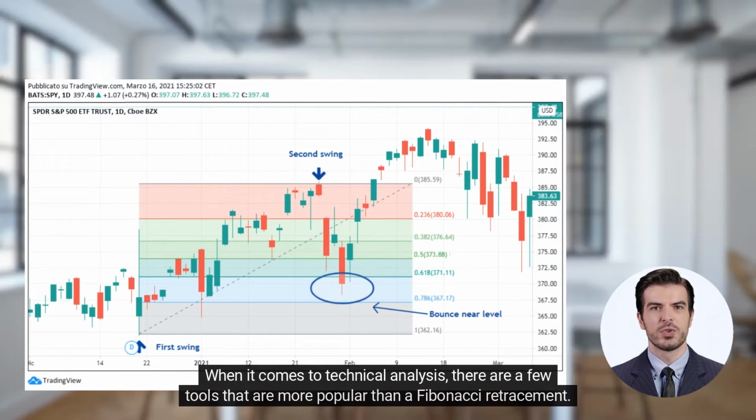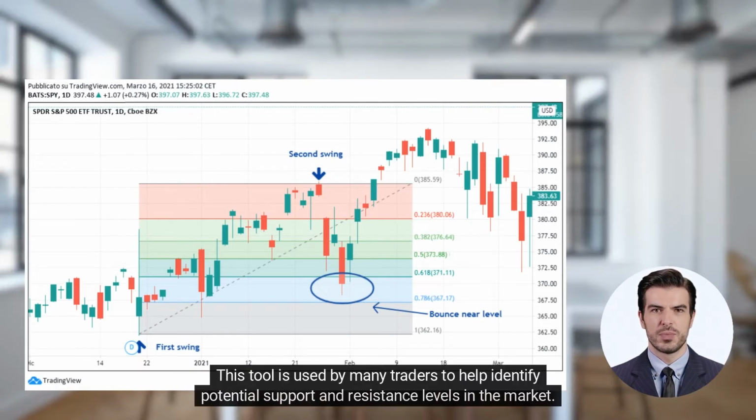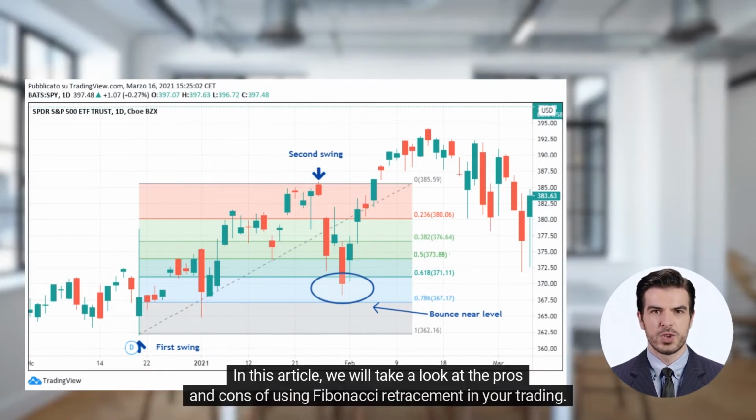When it comes to technical analysis, there are few tools more popular than Fibonacci retracement. This tool is used by many traders to help identify potential support and resistance levels in the market. In this article, we will take a look at the pros and cons of using Fibonacci retracement in your trading.